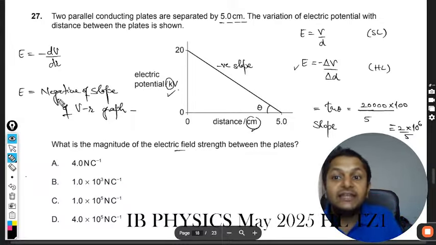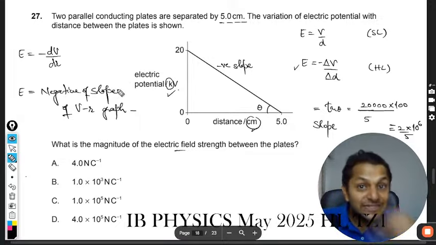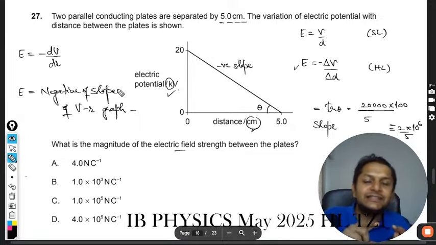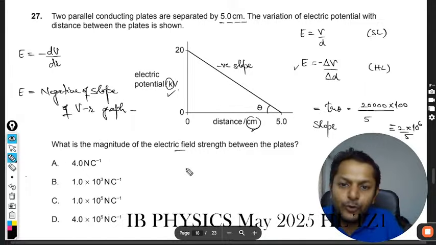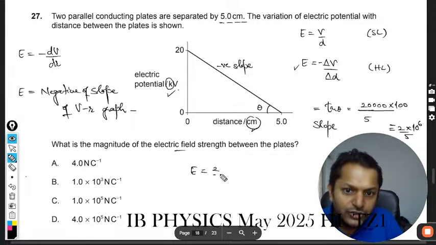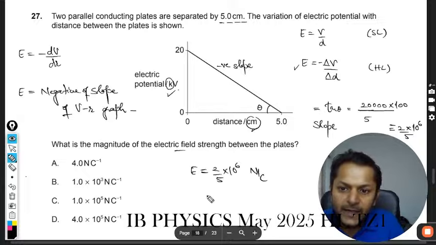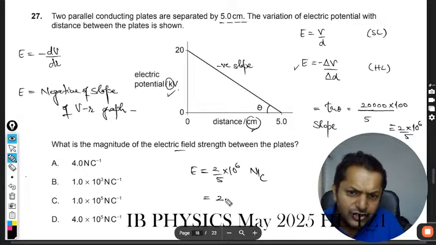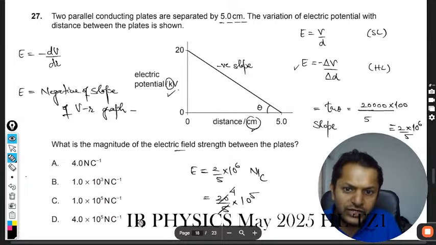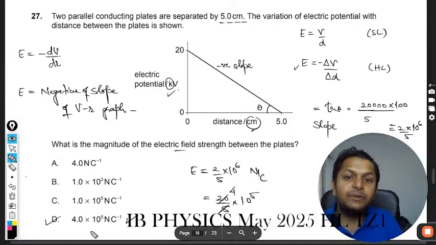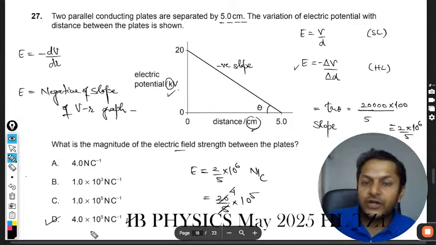So you want to find the negative of the slope, which is negative. So negative and negative cancel out, and it becomes positive. So the electric field value will be 2 by 5 into 10 raised to power 6 newton per coulomb, which is the unit for this. And how can we write it? 20 divided by 5 into 10 raised to power 5. So it is 4 into 10 raised to power 5. D will be the absolutely correct answer here.